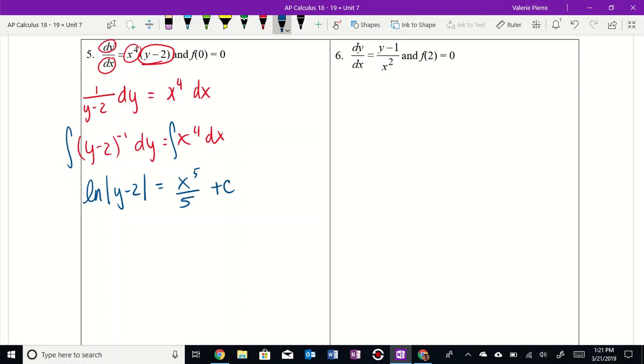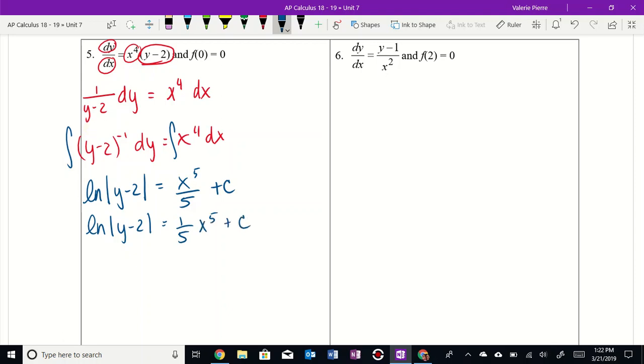So in the previous video, I talked a little bit about why when you antiderive a function and it becomes ln, you need to remember to put the absolute value signs. It's because the domain of ln is only positive values. So we can't have y minus 2 being negative or else ln doesn't work. So let's simplify a little bit. So we have ln absolute value of y minus 2 is equal to 1/5 x to the 5th plus c.